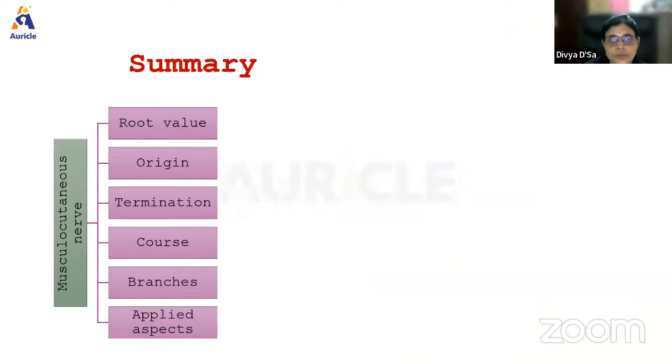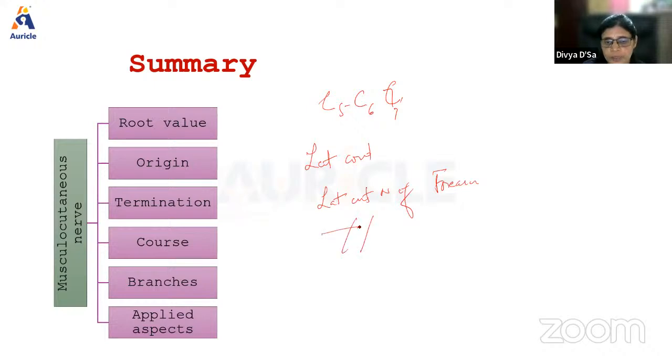So root value C5, C6, C7. Origin we will write from the lateral cord. Termination: it terminates in the forearm by continuing as the lateral cutaneous nerve of forearm. Then we'll write its course. The important thing is it pierces the coracobrachialis muscle.